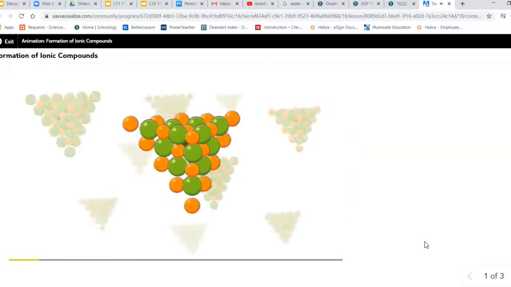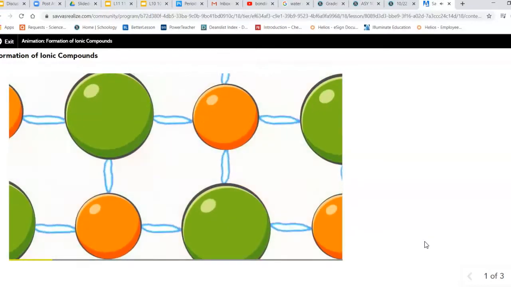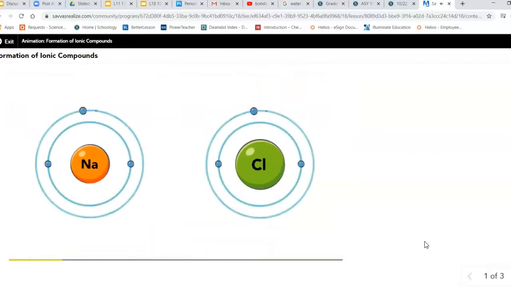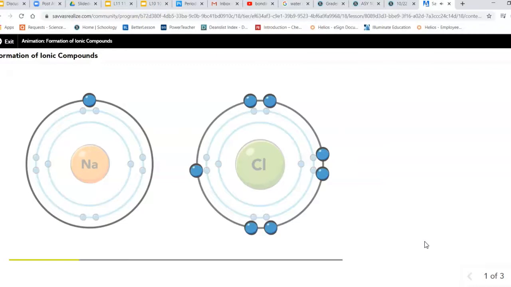Sodium chloride forms a three-dimensional array of positive sodium ions and negative chloride ions held together by electrostatic attraction between opposite charges. Let's look at one atom each of sodium and chlorine. Sodium has a single electron in its valence shell, and chlorine has 7.